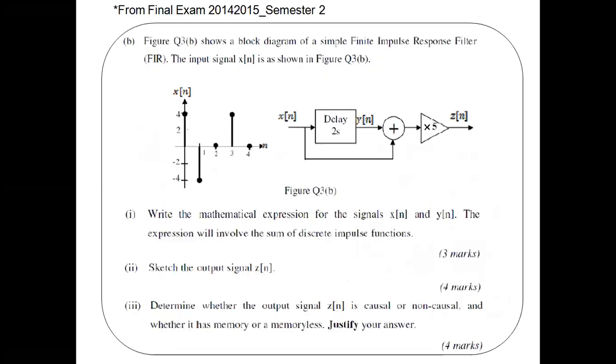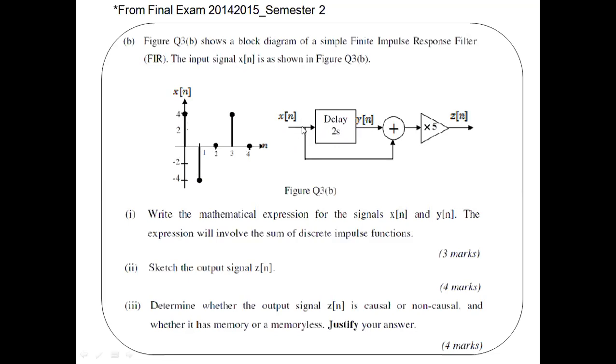Okay, so let's have a look at this example, which is an excerpt from 2015 semester 2. We have this signal x[n]. x[n] has an amplitude of 4 at n equals 0, negative 4 at n equals 1, 0 at n equals 2, and 4 at n equals 3. x[n] is branched into two different branches. The first one is x[n] delayed by 2 seconds, which produces y[n].